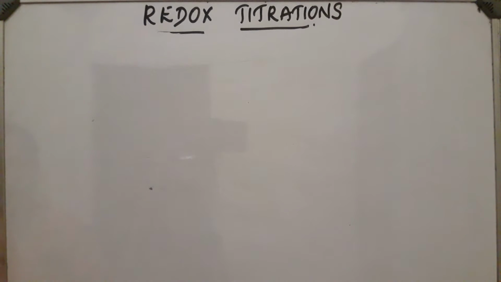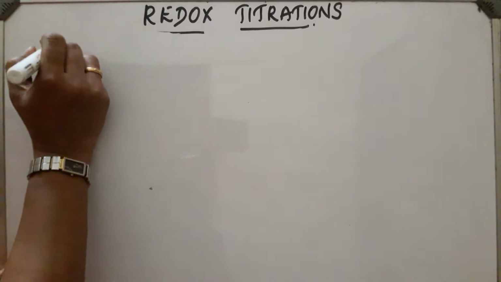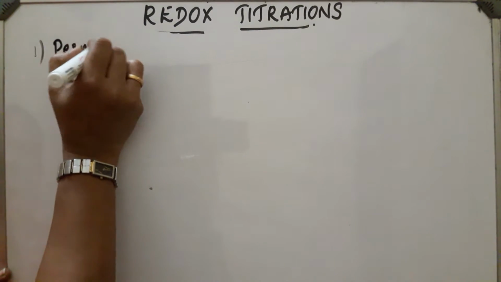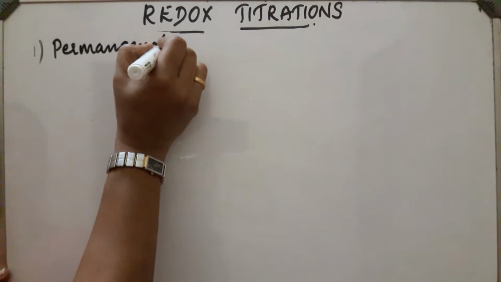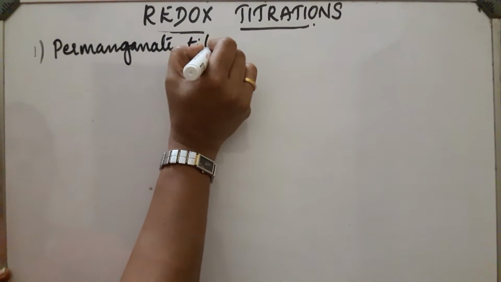Redox titrations. The strength of a reductant or oxidant can be determined volumetrically using redox reactions. First titration is permanganate titration, or permanganometry.